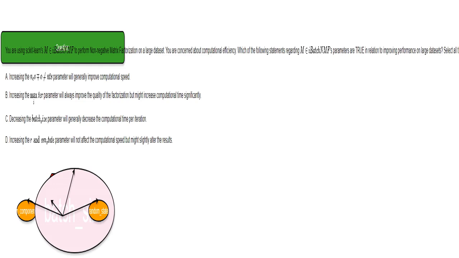This sets how many data points the algorithm processes at a time. Smaller batches mean more iterations to cover the entire dataset. While each iteration is quicker, the total time goes up, kind of like taking many small steps instead of fewer bigger ones. Larger batches might be faster overall.